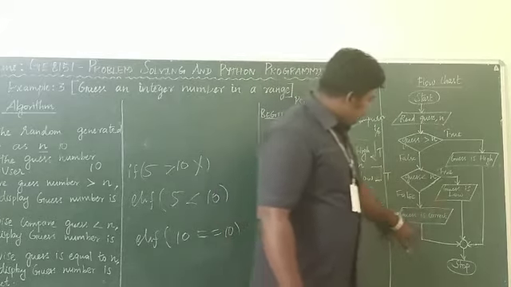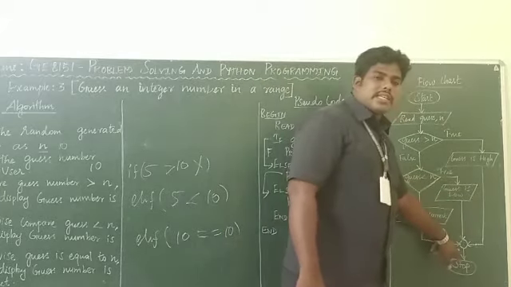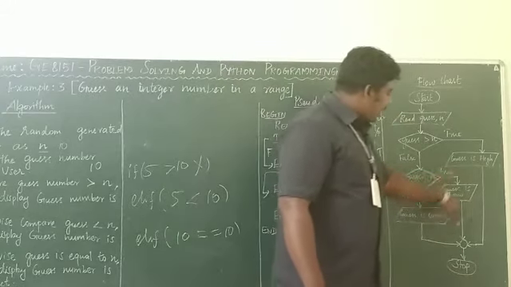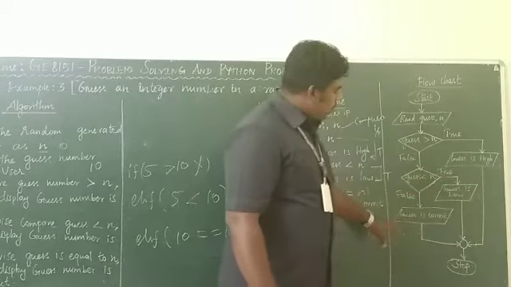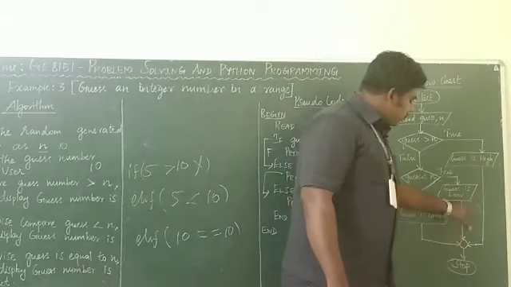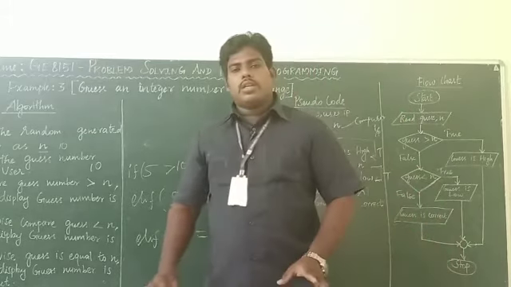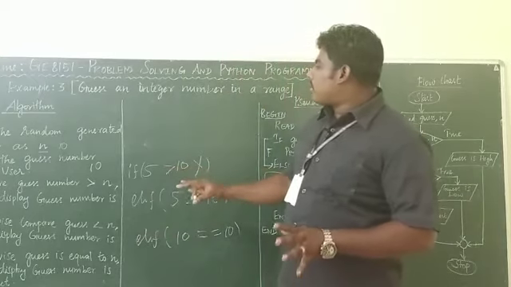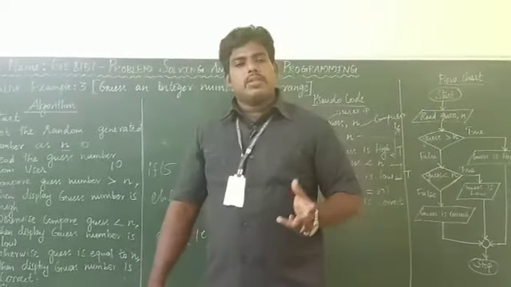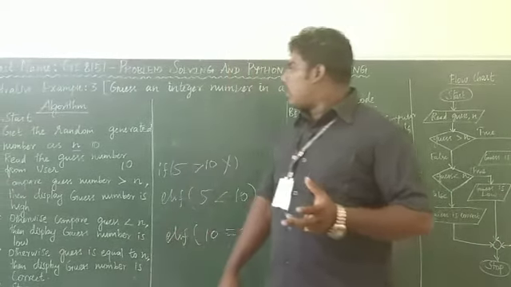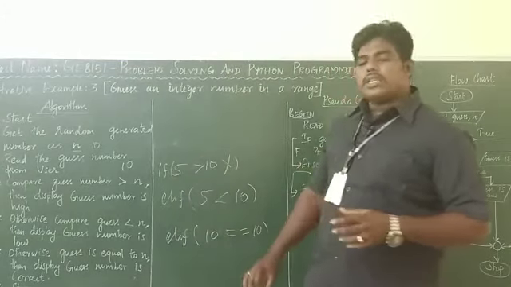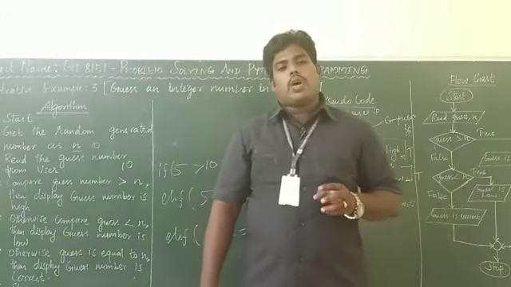Then what is this symbol? Connector symbol. Multiple flow lines are coming, right? So you have to use the connector symbol, then you are stopping the flowchart. All of you got it? So in this illustrative example, we saw the algorithm, then pseudocode, flowchart for guessing an integer number in the range. I hope you all understand this.